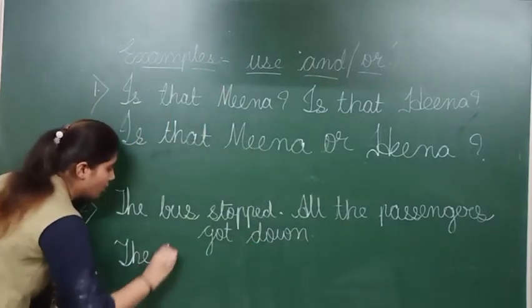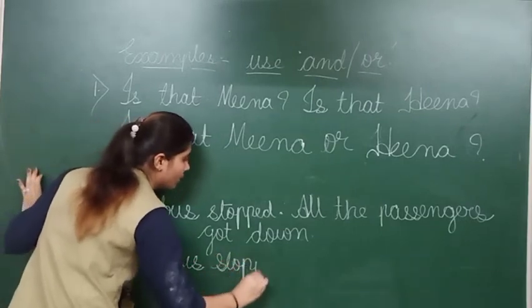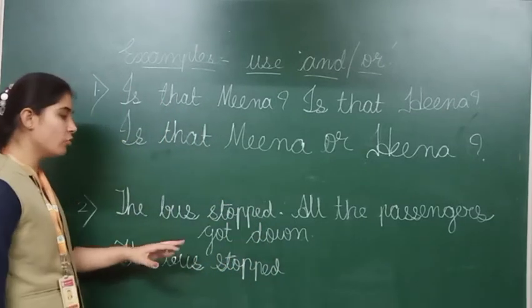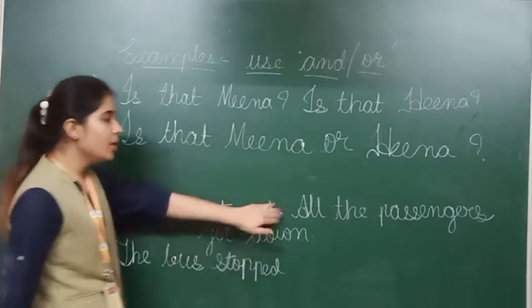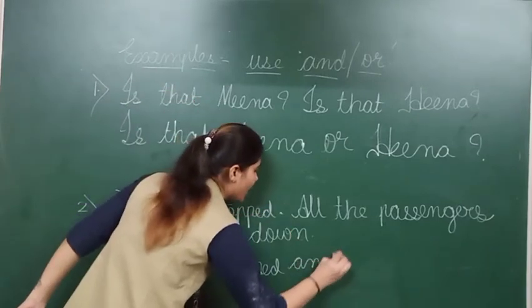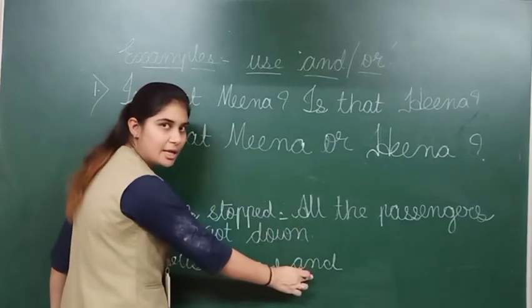The bus stopped. Okay, here you can see that in both of the sentences, not a single word is repeated. So what will I write? The bus stopped. In place of the full stop, what will I add? "And". In place of the full stop, I will write "and".